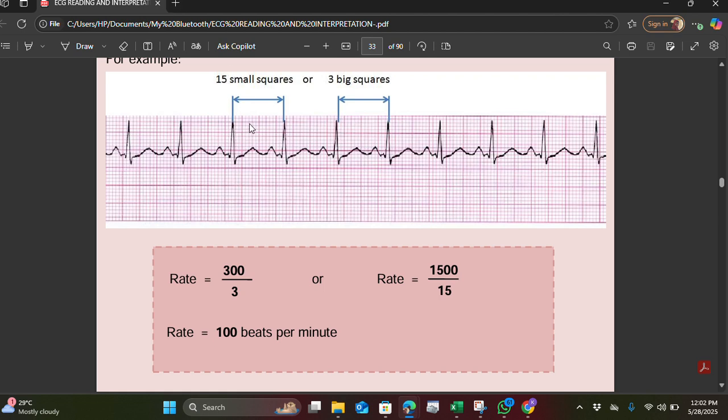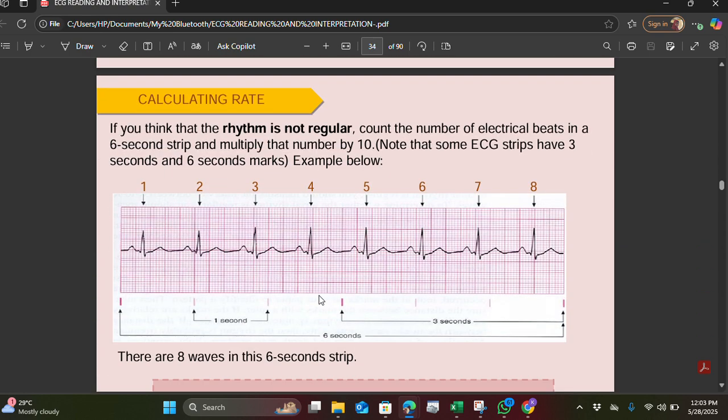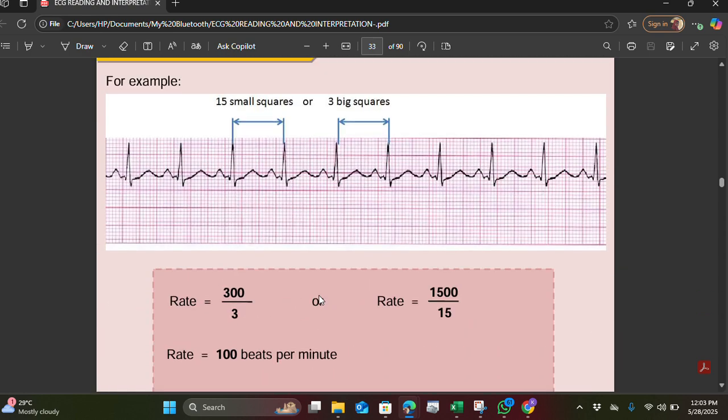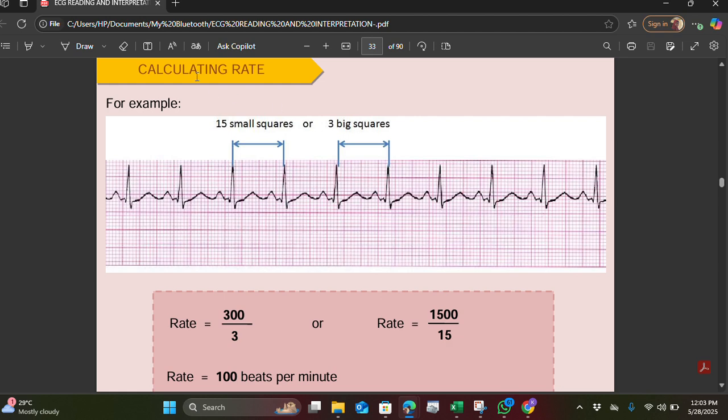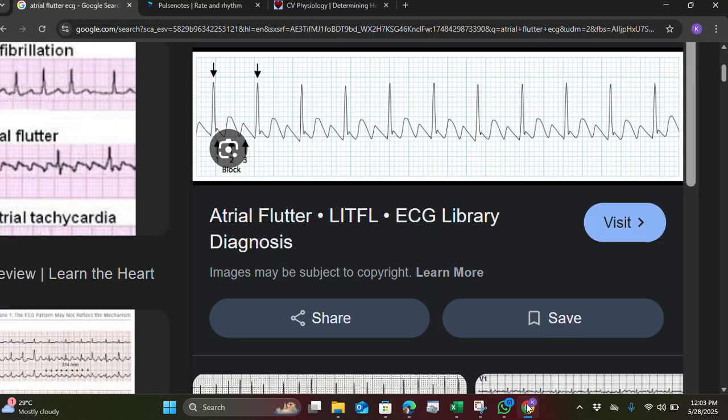So this is it. If you count the boxes between this place now, you get 15 small boxes, so that's 1500 over 15. Or how many big boxes? Three big boxes. That's 300 over 3. That's the very simple way to calculate your rate if the reading is regular. And let's move to some examples and then practice some things here.